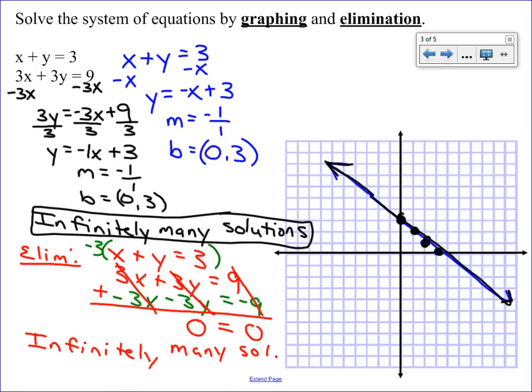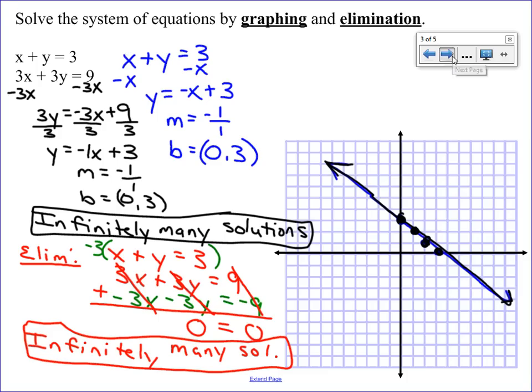So when you're solving by substitution or elimination and the x's and y's drop out, you know you're going to get one of our special solutions. It's either going to be no solution or infinitely many. And the way that you decide is if you have a true statement or a false statement. If it's true, it's infinitely many. If it's false, it's no solution.